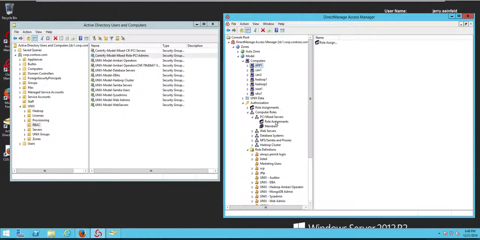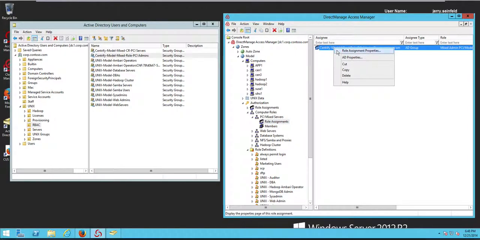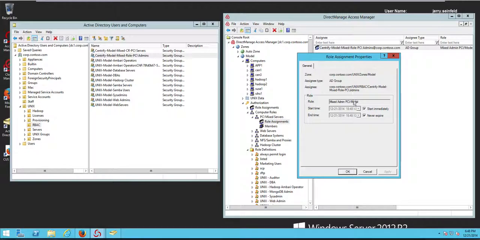Once I did that, I did the assignment at the PCI Mixed Servers computer role level. It is a permanent assignment. Notice that I can have assignments that are temporary, and it was assigned to the group that David Putty belongs to.